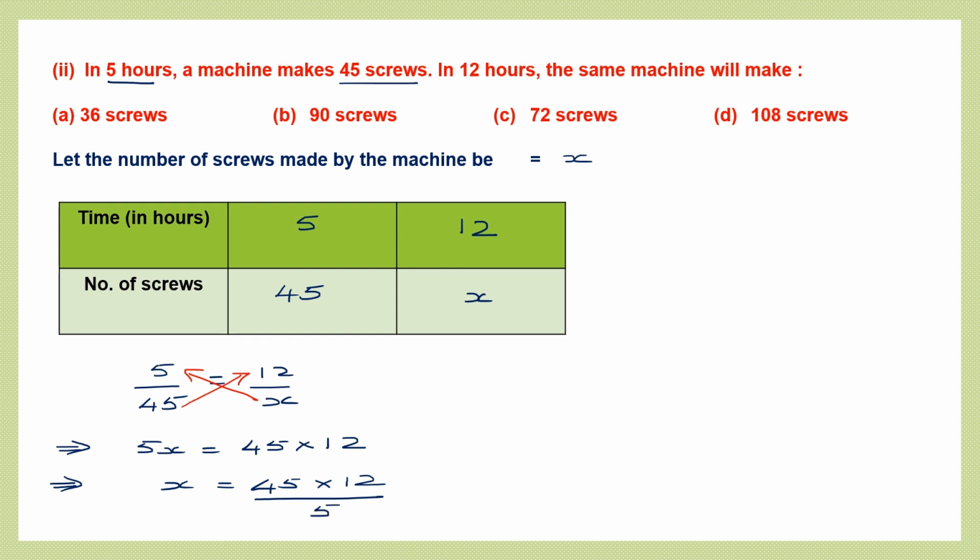Now let's cancel what we can. So 5 nines are 45. Now we just have to multiply 9 into 12. 9 into 12 is 108. So what have we found? We have found that x is equal to 108. And what is x? X is the number of screws which we did not know here, isn't it? So we have found the value of x, and that is 108, and that is option D. So we can mark that option D, 108 screws.